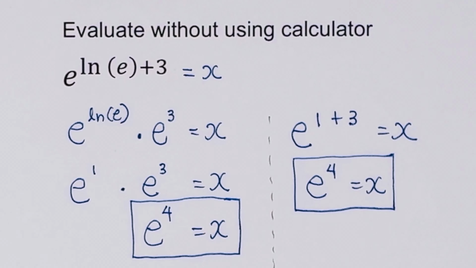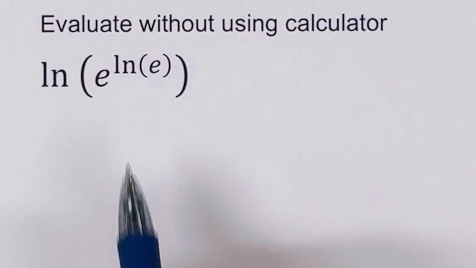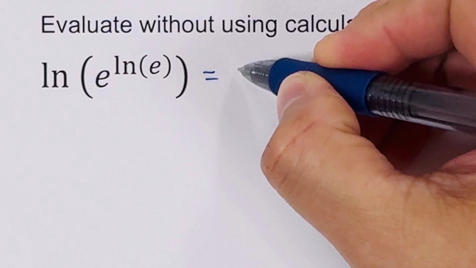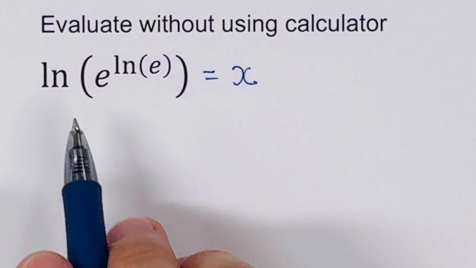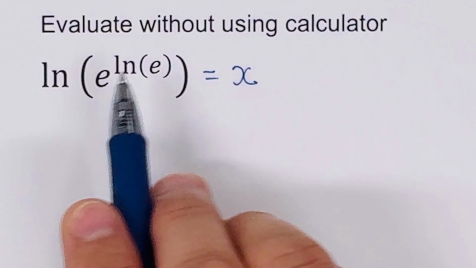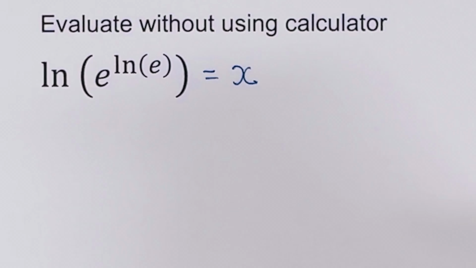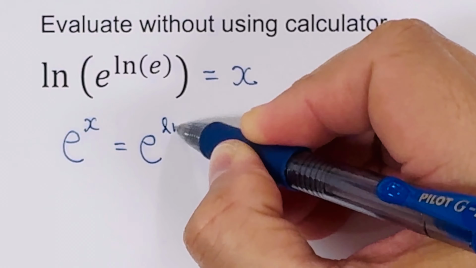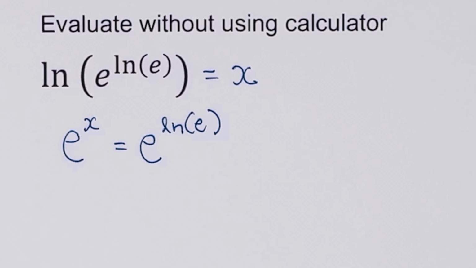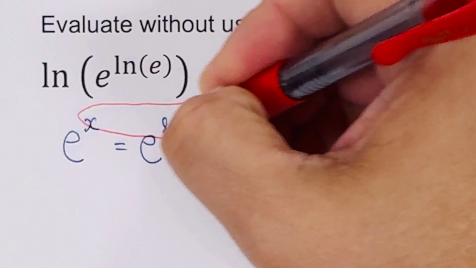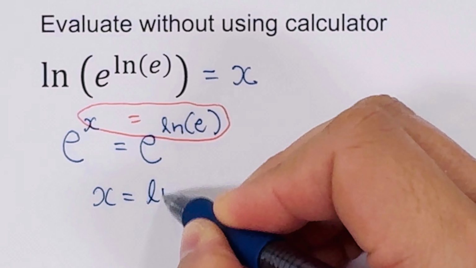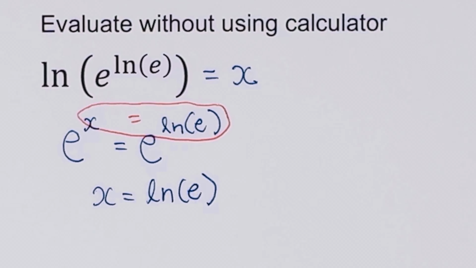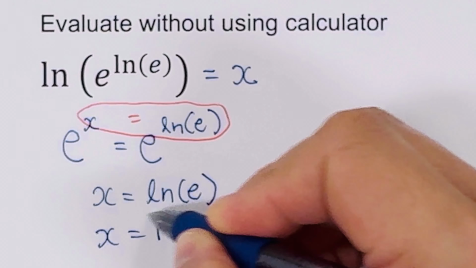Now let's have another example. So that we can evaluate this given expression right here, we can equal this whole thing to x. So that we can go ahead and change this to its exponential form, that is base e raised to the power x is equal to e raised to the power ln e. So I can go ahead and write it down here. If you notice, their bases are the same. This tells us that their exponents are also equal to each other. So we can go ahead and say that x is equal to ln e. Now, please remember that ln e is equal to 1, so that our x here is equal to 1.